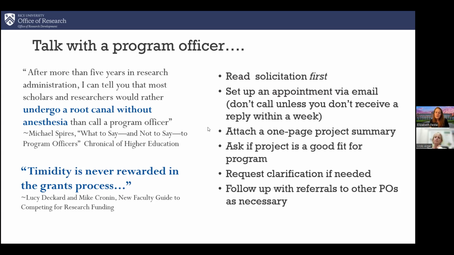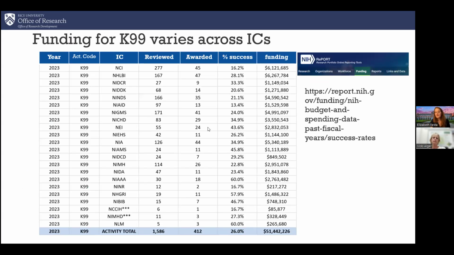One of the questions that people frequently ask when they're trying to figure out whether they're a good match for a particular institute or center is the funding rates, and whether or not their opportunity might be better at one institute or another. Obviously, I can't answer that question definitively for you, but I can provide you with the fiscal year 2023 statistics, which show how many K99s were reviewed, awarded, what the percent success rate was, and the dollar amounts. And you can see that these do, in fact, vary.